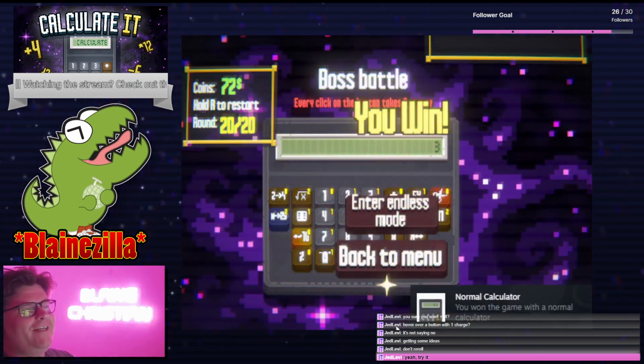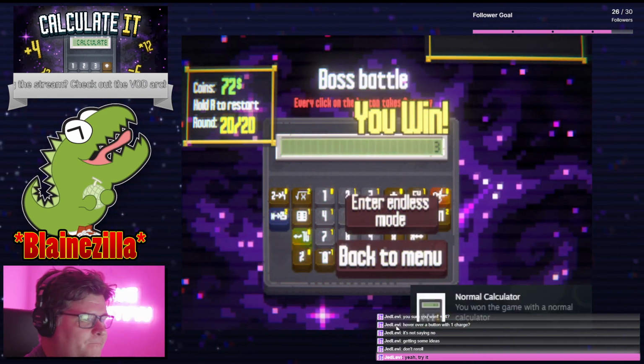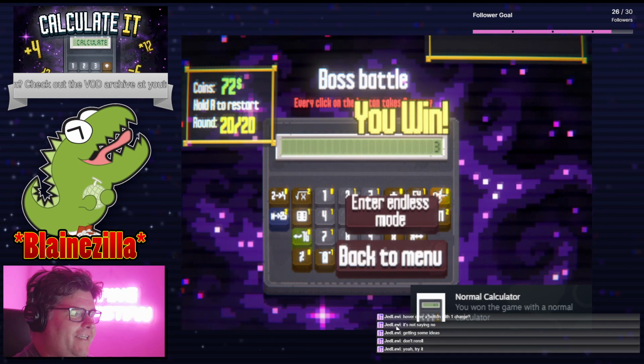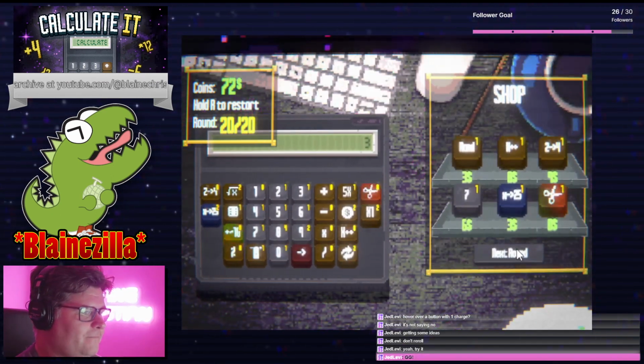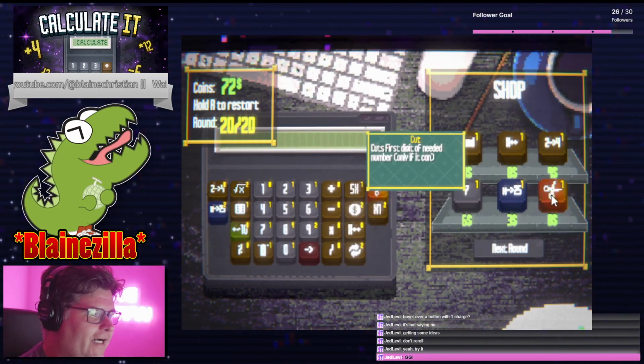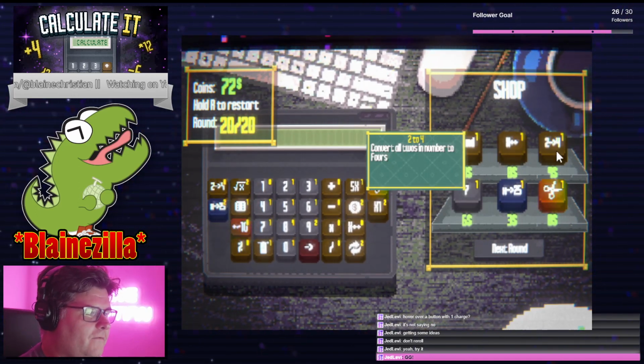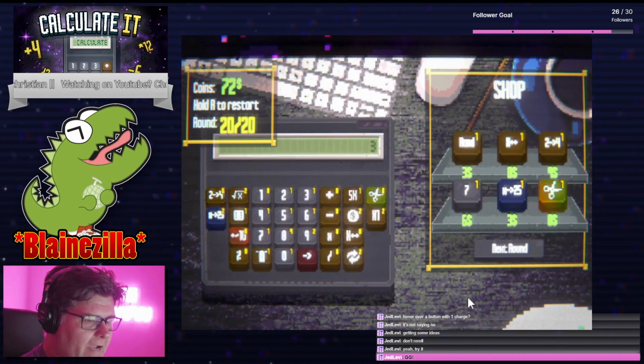Omedetou gozaimasu, Shinji! We piloted the Ava! We won the game with a normal calculator! Yay! Enter endless mode. Endless mode! Get more cuts! Holy hell. Cool.